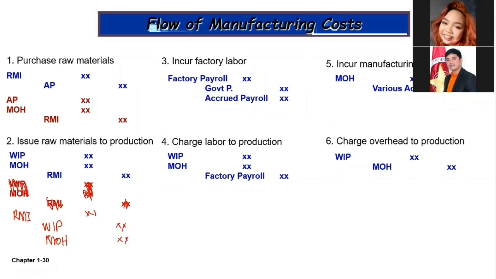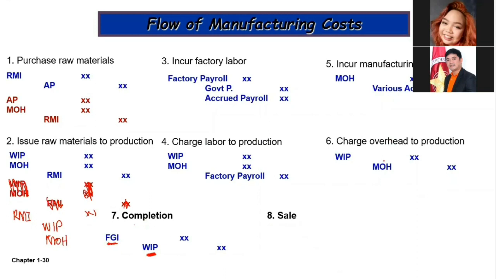Ayan, so going back, na-charge mo sa production lahat, nasa WIP na lahat, nasa work in process na lahat, ano na lang hinihintay natin? Makumpleto yung ating products. So pag nakumpleto yung product natin, ibebenta natin later on. So pag nakumpleto yung product natin, anong entry natin? Debit finished goods inventory and credit work in process. Transfer lang natin yung work in process to finished goods.